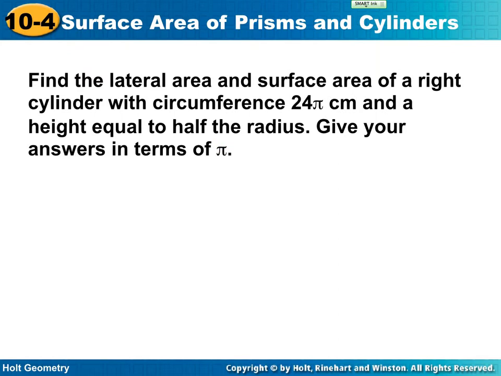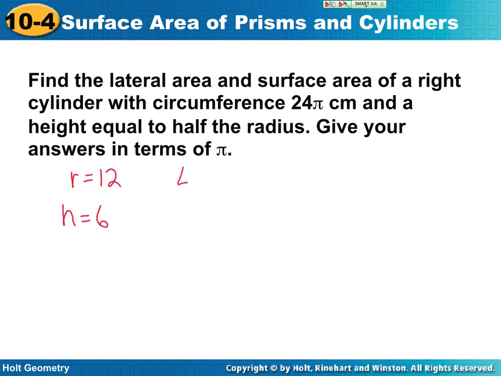Now this one, you divide the circumference by pi to get the diameter, maybe 24. The radius is half of that. Okay, so the radius is 12. Shall I show how to do that? Did you get the radius? Okay, what's the height? Height is equal to half the radius. Height is 6. I think that's all we need to do the surface area and lateral area.